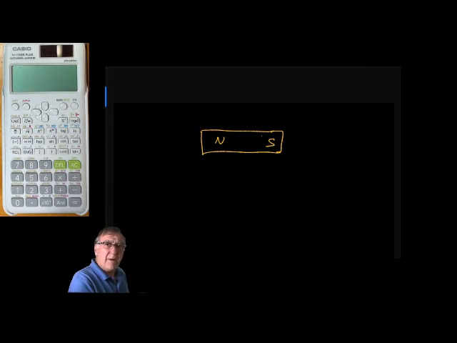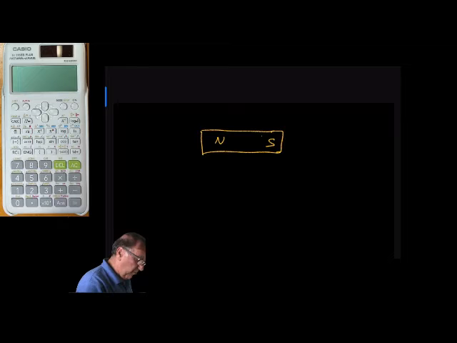So let's talk about a simple magnet. A simple magnet has a north pole and a south pole. It also has magnetic lines of flux that look something like, whoa, got the wrong one here. Oh, that's better. Okay.